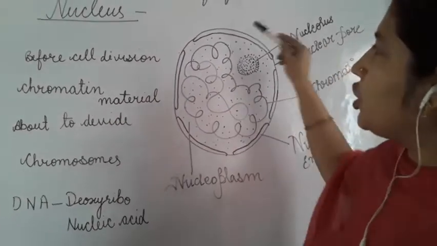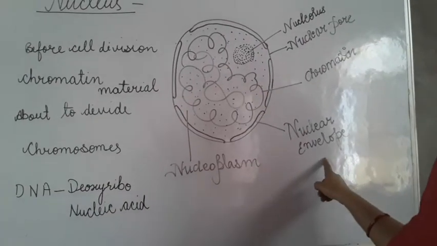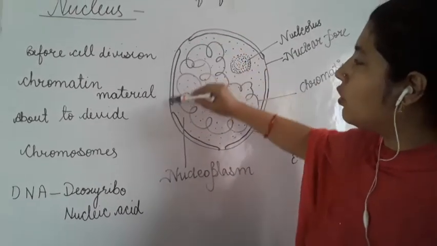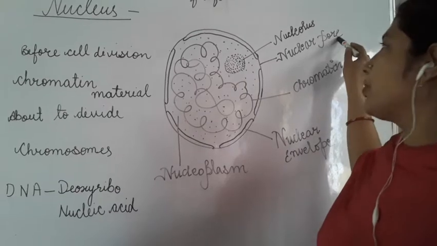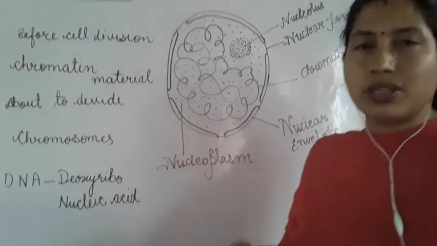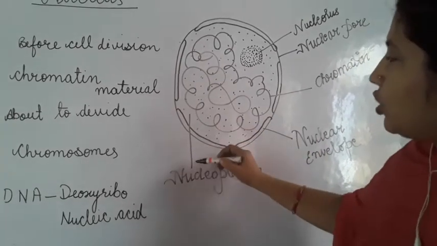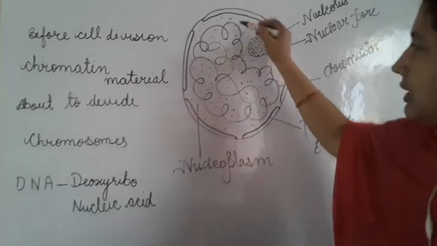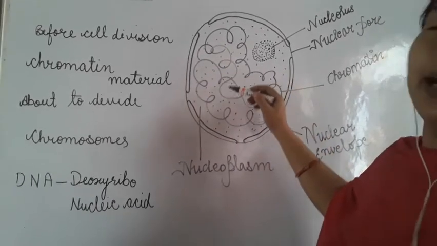First of all, the nucleus is surrounded by a double layered membrane which is called the nuclear envelope. What do we call it? Nuclear envelope. And this nuclear envelope has some pores, and these pores are called nuclear pores. The nucleus has a liquid ground matter which is called nucleoplasm. Here this is the nucleolus. And these thread-like structures are called chromatin fibers, or chromatin material.